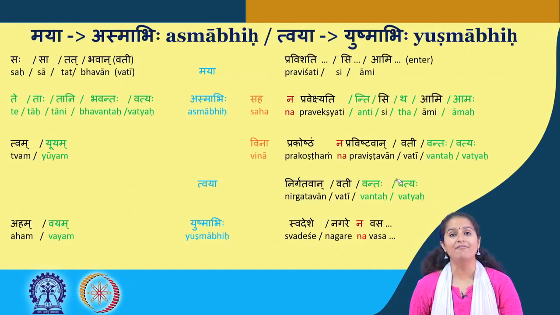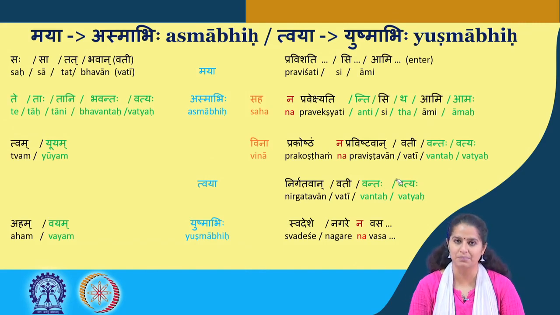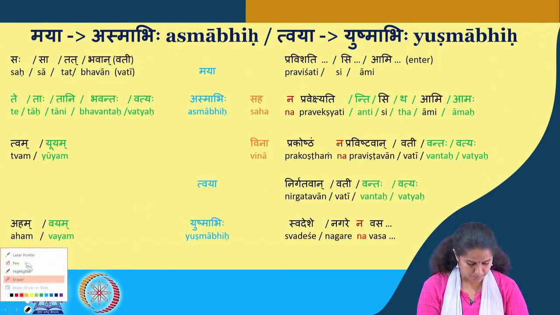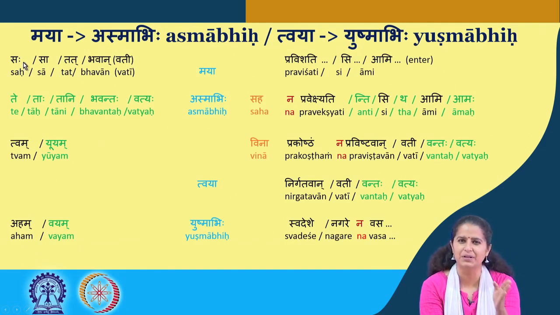Moving on, we have maya, which means with me. So here we have again another complex table, but I will break it down for you so that you can practice it meaningfully. So please follow my cursor because then it is easier to follow along. Yeah, here we have saha. I'll stick to only the singular, only the first one instead of sa, tat, bhavan or bhavati. I'll just stick to the saha as representative of the whole group.